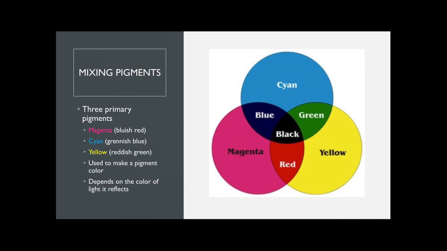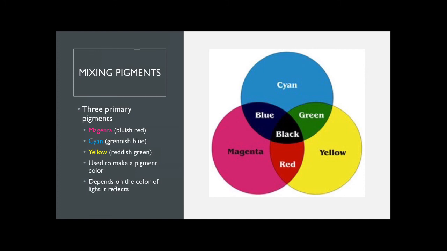So when we talk about mixing pigments, like paint or color, not light, there are 3 primary pigments. Remember we talked about 3 primary colors of light being red, green, and blue. The 3 primary pigments are magenta, cyan, and yellow. Magenta is made from equal amounts of red and blue light. Cyan is made from equal amounts of green and blue light. And yellow is made up of equal amounts of red and green light. You can mix all of these 3 and make any pigment you want.